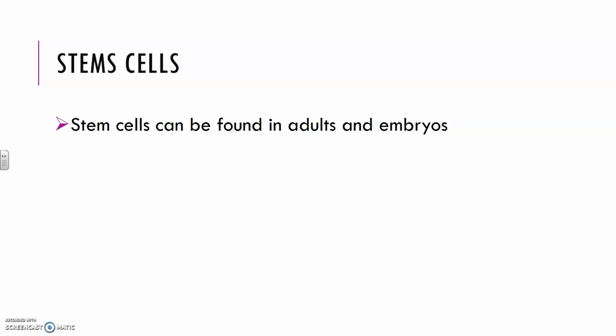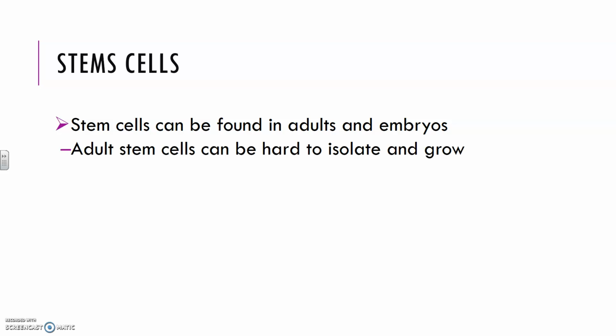Okay, so you can find stem cells in both adults and embryos. Adult stem cells can be hard to isolate and grow. Generally, adults don't have more than a specific number of stem cells. So if you think about the number of cells in an adult body, and you're looking for a very small portion of them that are the stem cells, that can be hard to isolate.